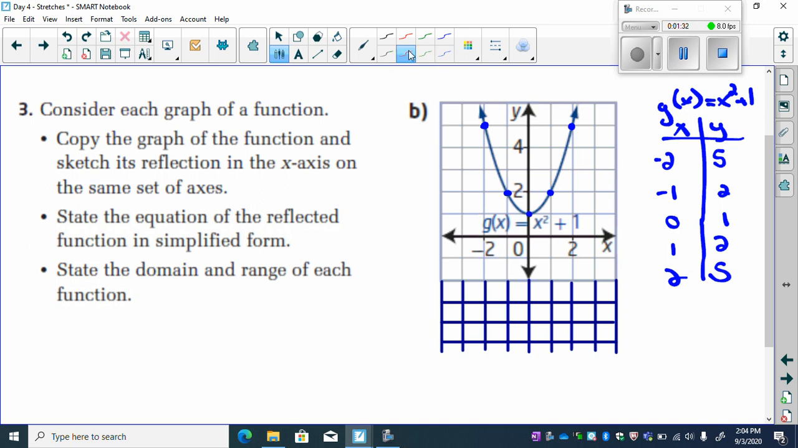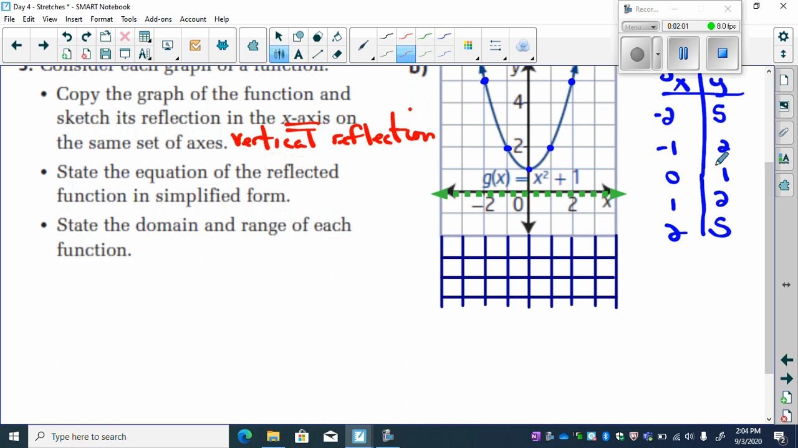Now the transformed function. First thing I'm going to do is take this graph and reflect it in the x-axis. So here's the x-axis. This is the line of reflection. Remember, a reflection in the x-axis is a vertical reflection. The y values, 5, 2, 1, 2, 5, would switch signs. So they're all positive, they're all going to become negative. So I'll call this h of x.